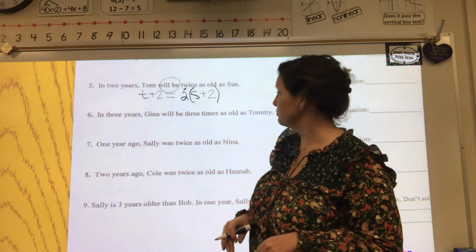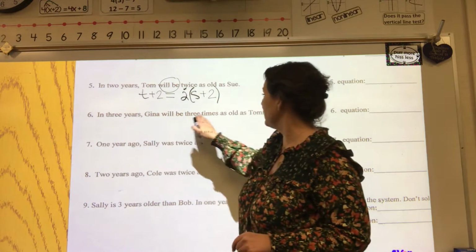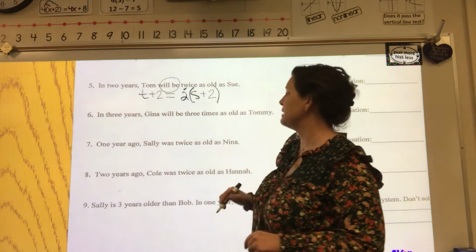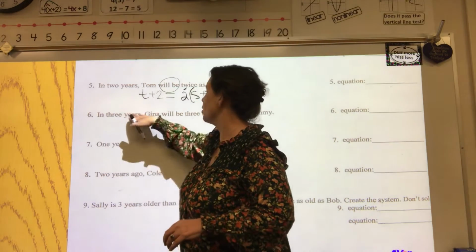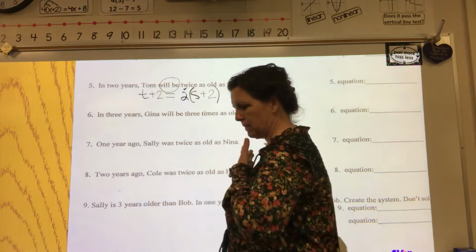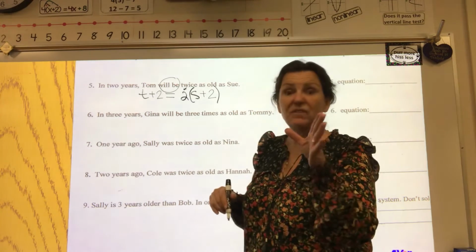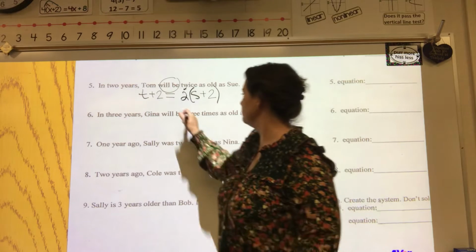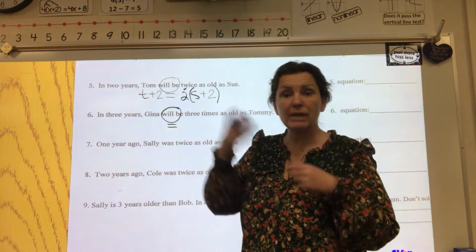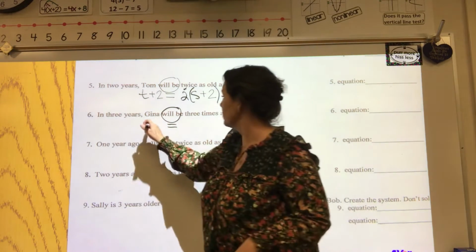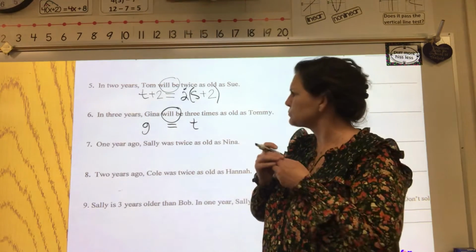Let's try the next one. In 3 years, Gina will be 3 times as old as Tommy. Cool. Okay, let me read that one more time. In 3 years, comma, all of this happened. Gina will be 3 times as old as Tommy. Let's find our equal sign. That'll help. Will be. Nice. Who are we dealing with? What are the 2 people? We got Gina, we got Tommy. I'm going to go with G for Gina and T for Tommy. And notice I gave him a little space in there.